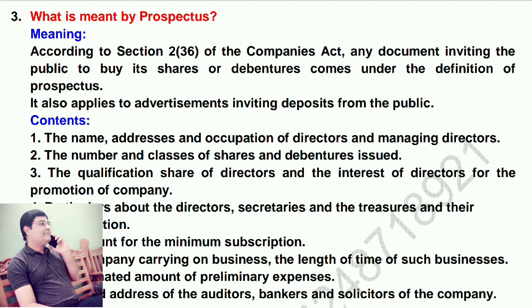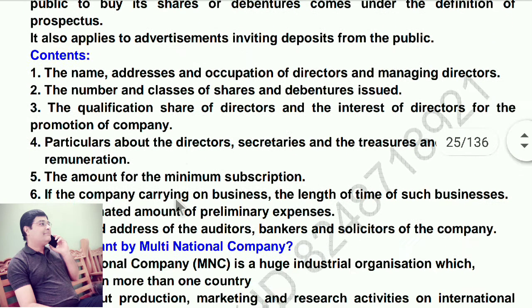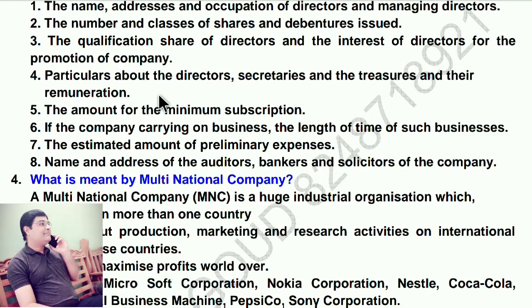Contents: the name, address, and occupation of directors and managing directors, the number and classes of shares and debentures issued, the qualification shares of directors and the interest of directors in the promotion of a company, particulars about the directors, secretaries, and treasurers, and their remuneration. Remuneration means salary. The amount for the minimum subscription means how much minimum amount you have to pay for purchasing the shares.